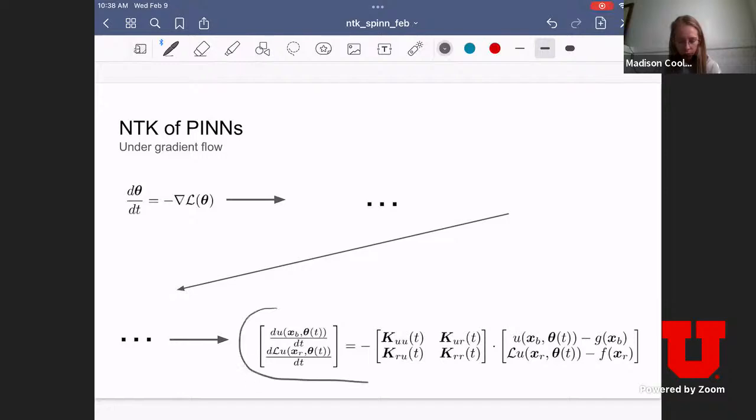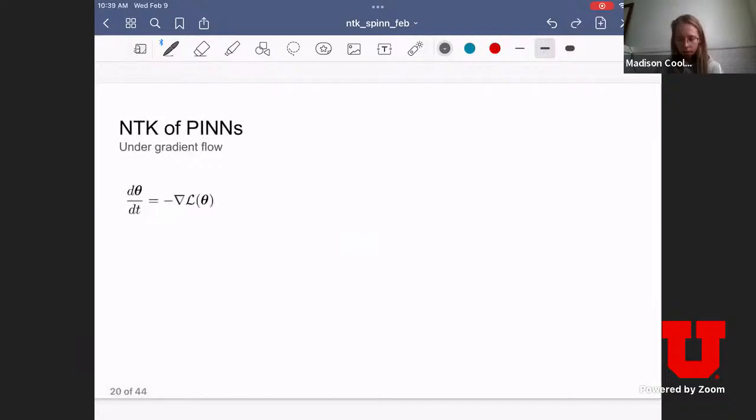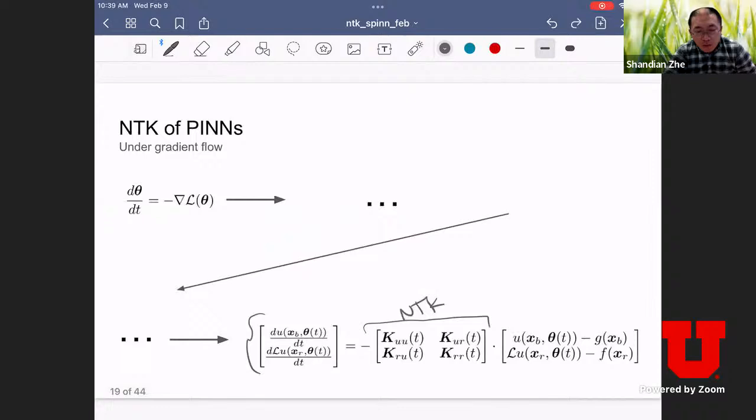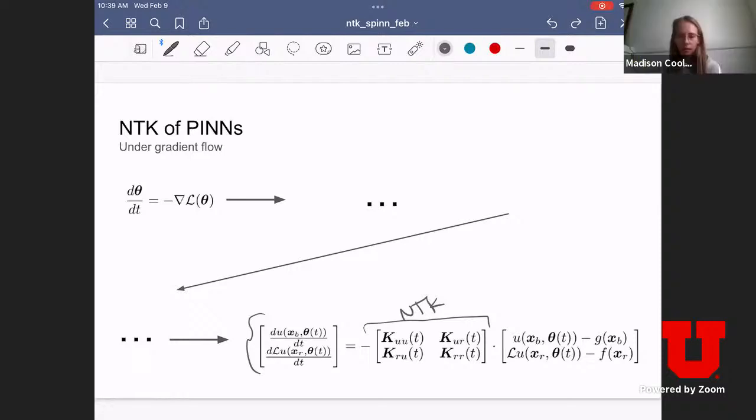So this equation here is the form of the training dynamics of the PINN loss terms, where this is the NTK of PINNs. And to derive this formula, we first need to consider gradient flow. Are you trying to show how you get the bottom part, how it is derived? Yes.